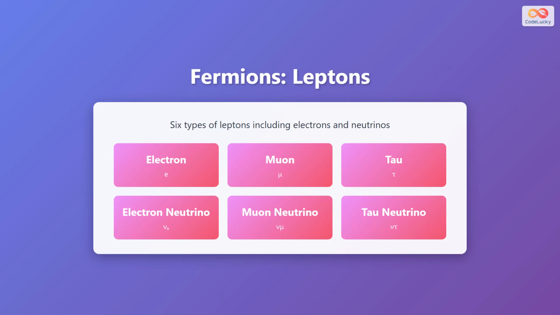The second type of fermions are leptons, and there are also 6 of them. The most familiar is the electron, which orbits the nucleus in atoms. The muon and tau are heavier cousins of the electron, but they decay very quickly into lighter particles. Each of these 3 particles has a corresponding neutrino. We have the electron neutrino, muon neutrino, and tau neutrino. Neutrinos are extremely light particles that rarely interact with matter, making them incredibly difficult to detect. Billions of neutrinos from the sun pass through your body every second without you ever noticing.